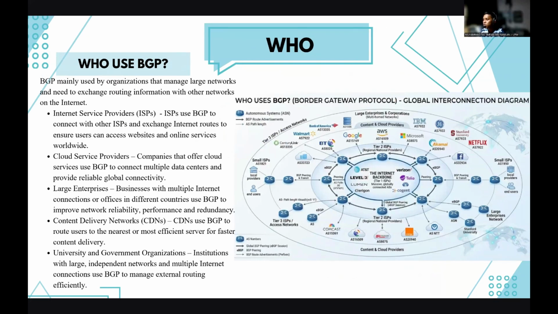Okay, so we go to who will use BGP. BGP is mainly used by organizations that manage large networks and large data and need to exchange routing information with other networks outside, like outside the country. For example, internet service providers, or ISPs, use BGP to connect with other ISPs and exchange internet routes to ensure that users can access websites and online services worldwide.